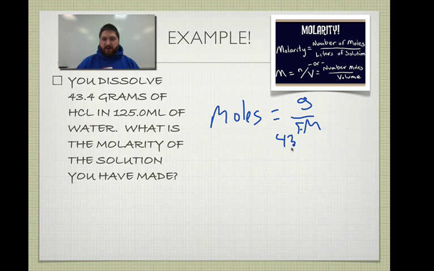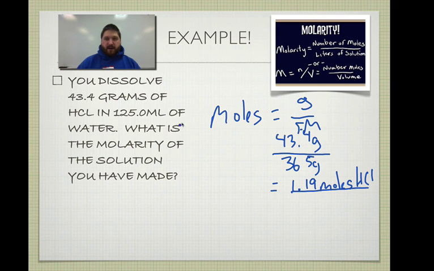So I'm going to have 43.4 grams divided by the formula mass, which is 36.5 grams. I got the formula mass from the periodic table. So the number of moles I have is 1.19 moles of HCl. All right, so once I have this, I have the number of moles that will go on top. Remember, we're solving for molarity.